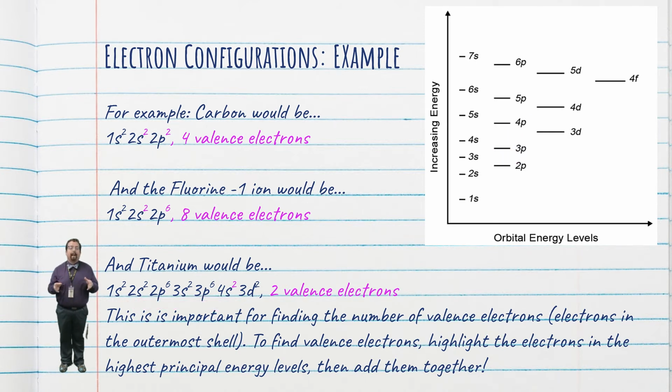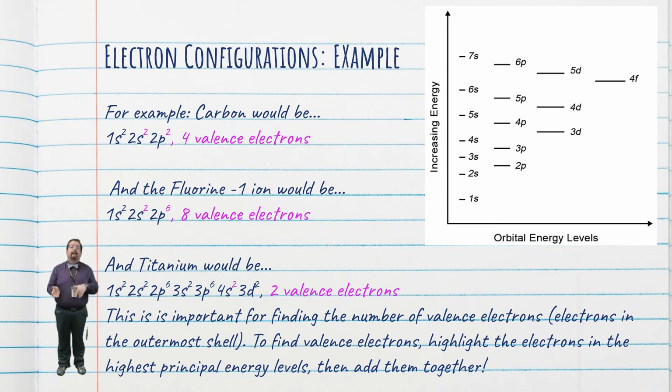Writing out the electron configurations this way is super important so that we can determine how many electrons are available to participate in bonding. In other words, how many valence electrons there are. To determine that, you simply look at the subshells with the highest principal energy number and add up all of their electrons together. So for carbon, n equals 2 is bigger than n equals 1, so looking at just the n equals 2 subshells, the 2s and the 2p, we have 2 electrons in each for a total of 4 valence electrons.